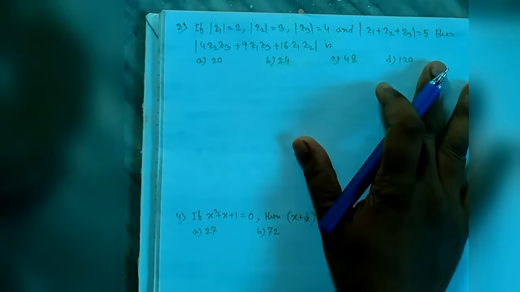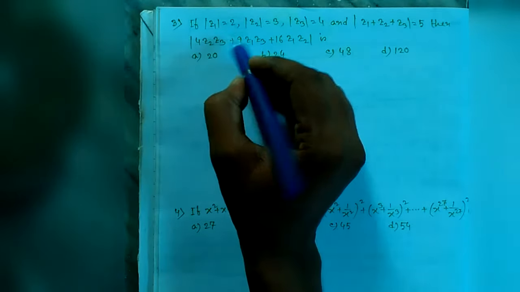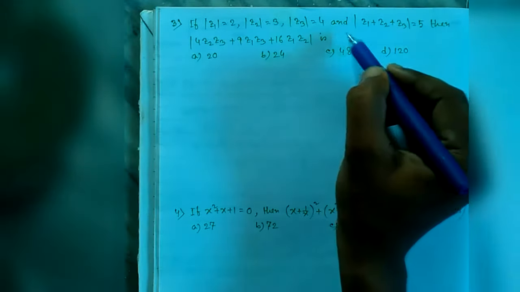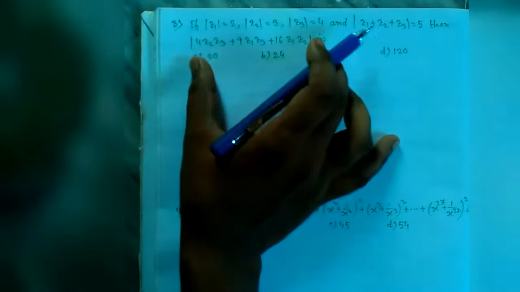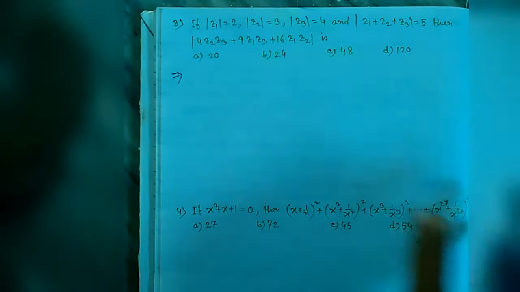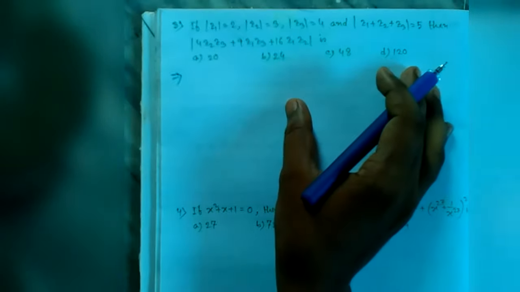Again take another problem. If mod of z1 equals 2, mod z2 equals 3, mod z3 equals 4, and modulus of z1 plus z2 plus z3 equals 5, then what is this modulus value? First pause my video and try yourself.